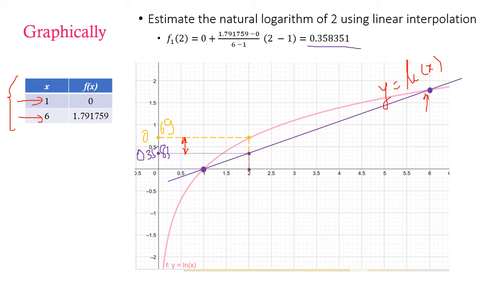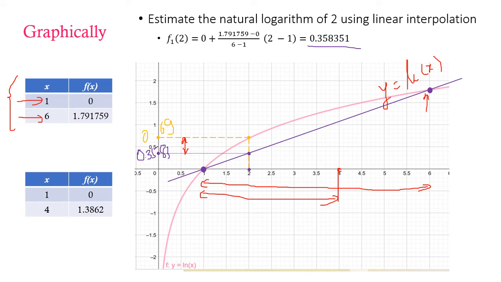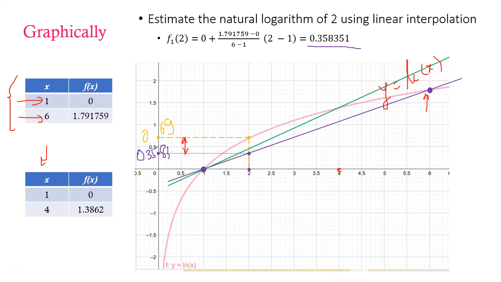And we can reduce this error by reducing this interval. So right now the interval of the 2 data points is from x equals 1 to x equals 6, so that interval is quite large. If we can reduce this interval, instead of at x equals 6, if we know the value of the function at x equals 4, and if we use this reduced interval to again fit a straight line through those 2 points using that table here, then we get a straight line like this.